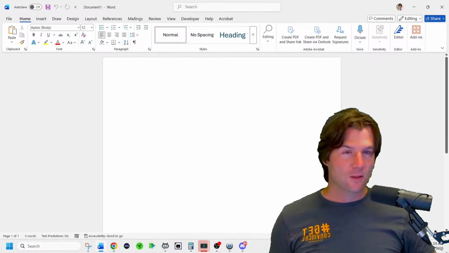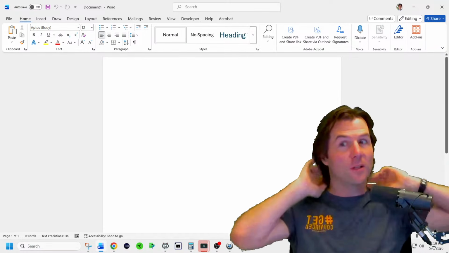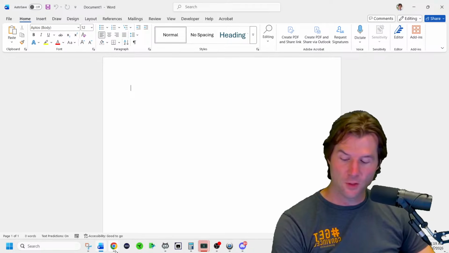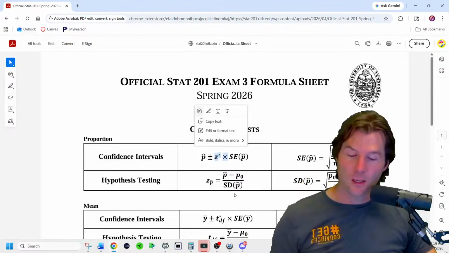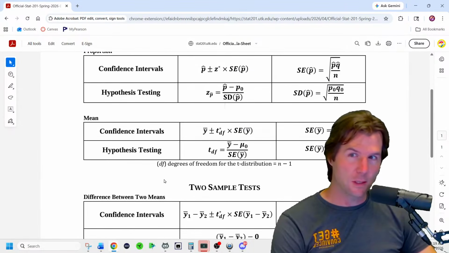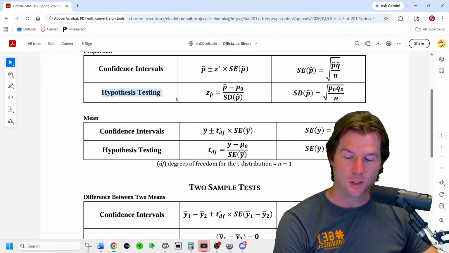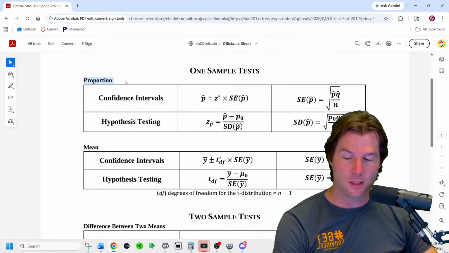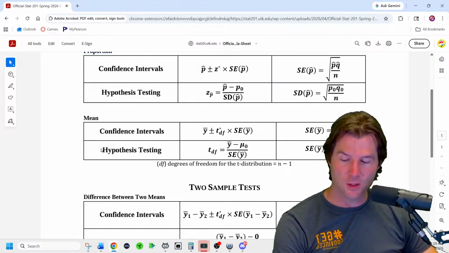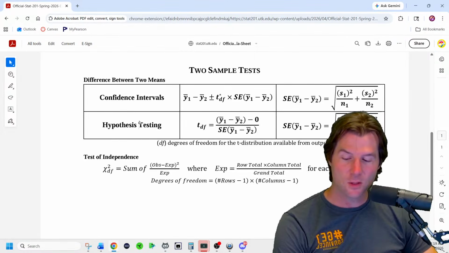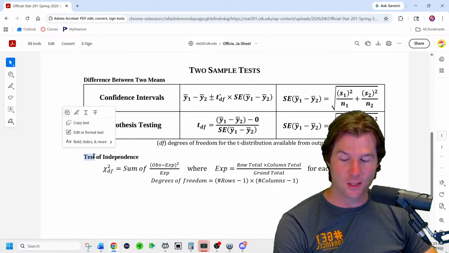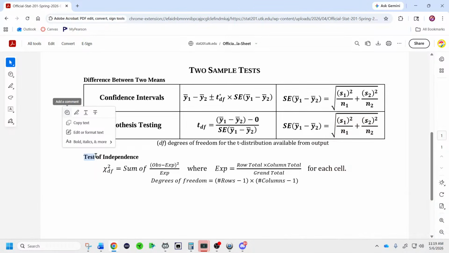One thing I want to point out right here is the formula sheet, which we covered at the start, gives you a lot of these statistical tests. You can see them right here where it says hypothesis testing. It's a test on the proportion, a test on the mean, a test on the difference between the means. And the chi-square test of independence is also another statistical test, found by the sum of the cell chi-squareds. That's each cell chi-squared right there.